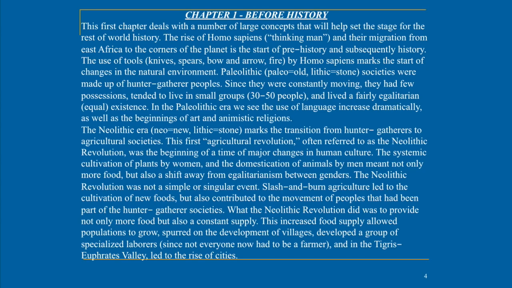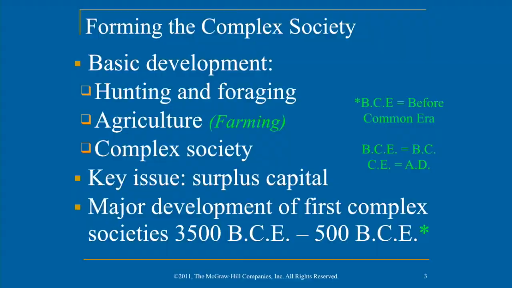Slash and burn agriculture led to the cultivation of new foods, but also contributed to the movement of peoples that had been part of hunter-gatherer societies. What the Neolithic Revolution did was to provide not only more food, but also a constant supply. This increased food supply allowed populations to grow, spurred on by the development of villages, developed a group of specialized laborers, since not everyone now had to be a farmer, and in the Tigris-Euphrates Valley led to the rise of cities. So first up, we have the forming of complex society.